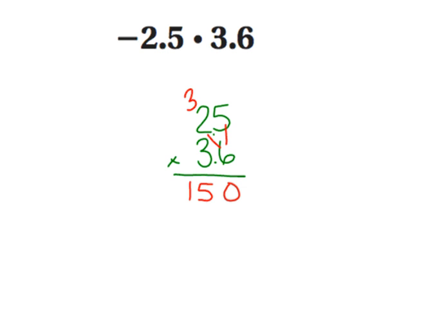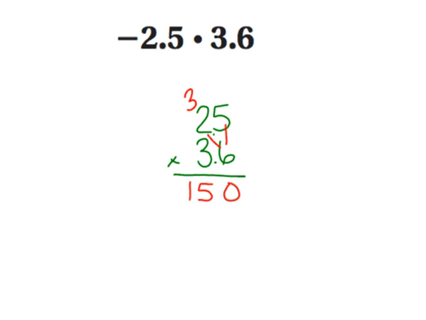Next, I'm going to multiply negative 2 and 5/10 by 3 and 6/10. I'm going to pretend that I'm multiplying 25 by 36, so I can write it correctly, but I'm going to do the multiplication as if it's just 25 multiplied by 36. So I'm going to multiply 5 times 6, which is 30. 6 times 2 is 12, plus 3 is 15.